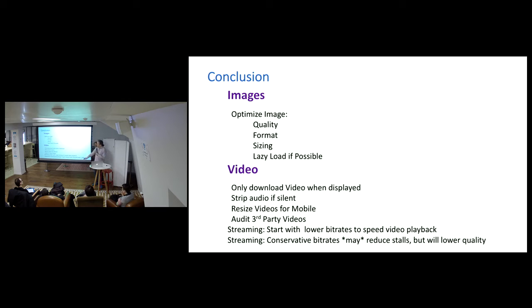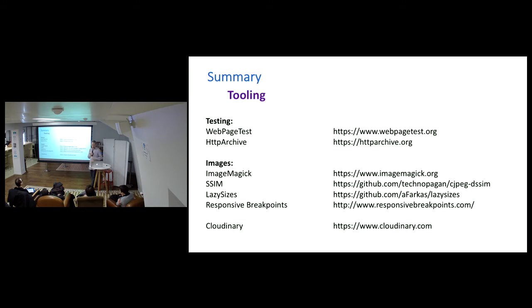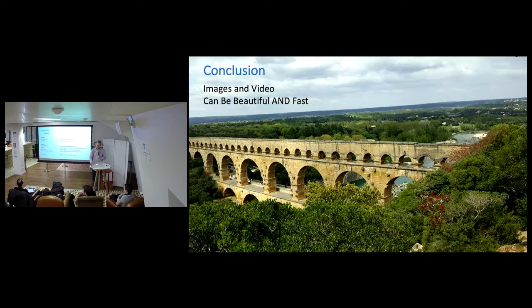With streaming, start with a lower bit rate to speed up video startup, but check out different bit rates to reduce stalls and adjust the quality. A bunch of the tools I used: WebPageTest, HTTP Archive. Some of the stuff for images I used: ImageMagick, structural similarity, lazysizes, Cloudinary. In conclusion, your images and video can be beautiful, they can be fast, you can deliver performant websites.